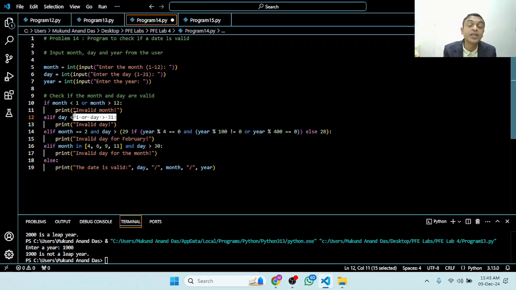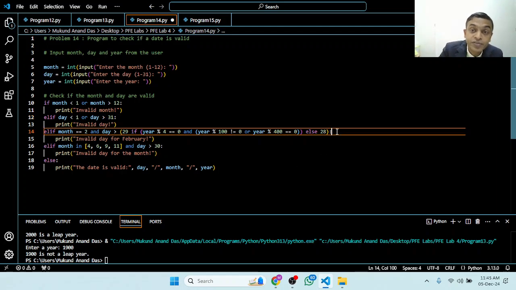Now we have to check for the month of February. If it is a leap year, then it can be maximum 29. If it is a non-leap year, it can be maximum 28. So that we are going to check. And also we have to check for April, June, September, November, because these have only 30 days. Rest all 31 days. So now we will check for the month of February.